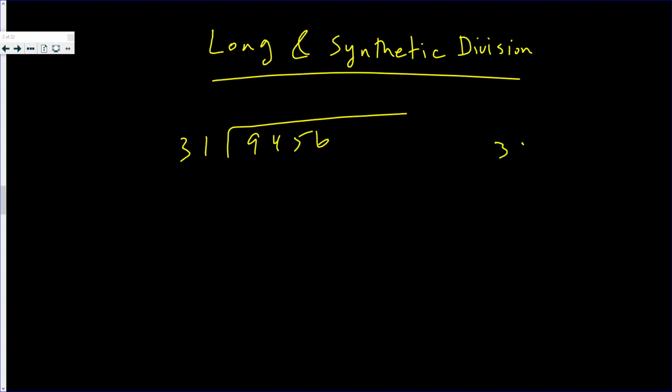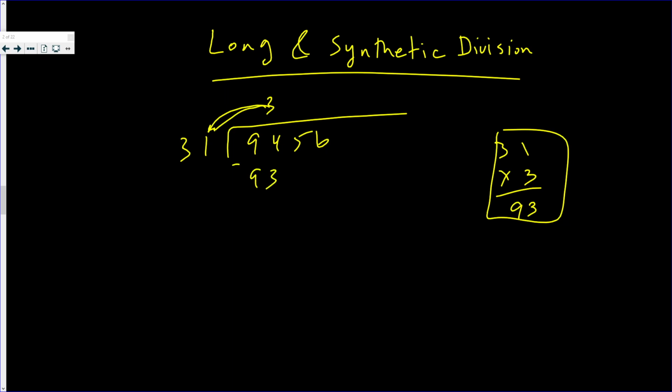Well, 31 times 3 is very close to 94. Then you do 3 times 31, which I happen to already have. But this product goes here and you subtract. You get 1. And you can bring everything else down. Now, 31 does go into 15. Goes in 0 times. 0 times 31 is 0. And let's just bring the 5 down.